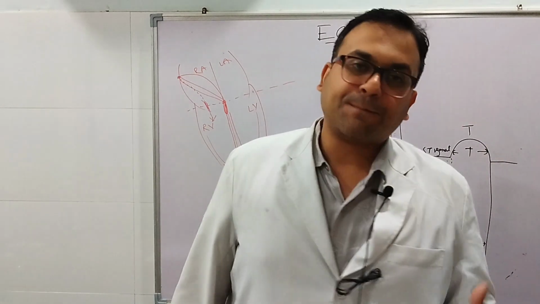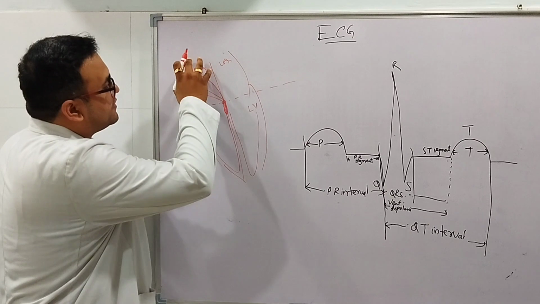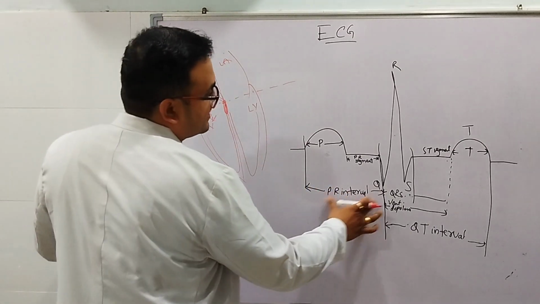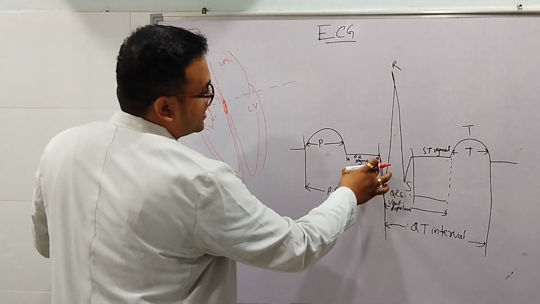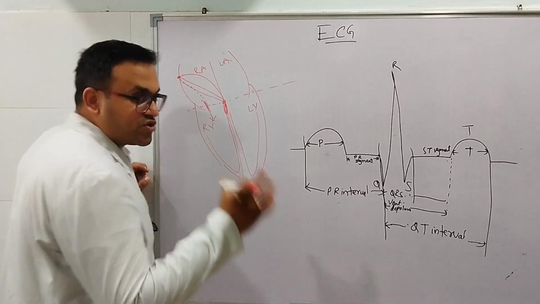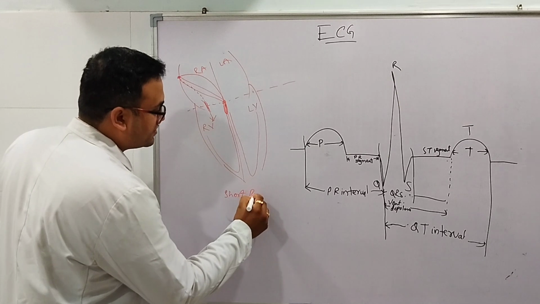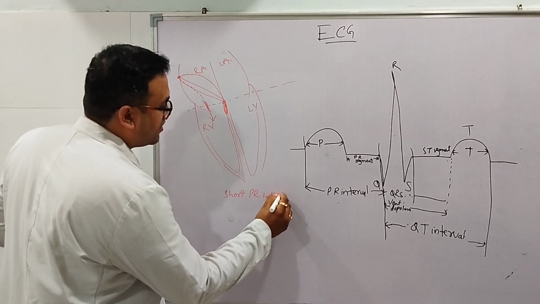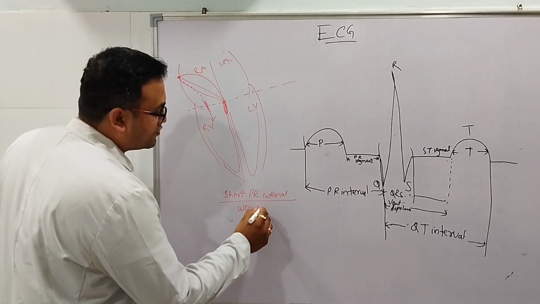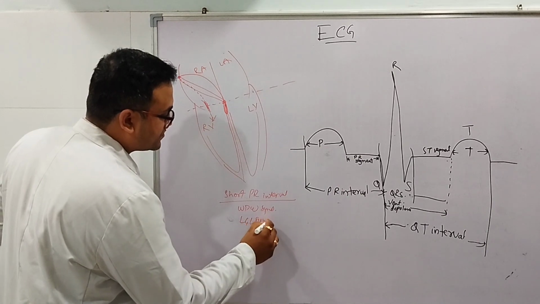So this is called pre-excitation syndromes, and in this pre-excitation syndrome the PR interval will be shortened, because the ventricles will get depolarized early, and hence the PR interval will get shortened, and we call this short PR interval, or the pre-excitation syndromes. For example, we can see WPW syndrome and LGL syndrome.